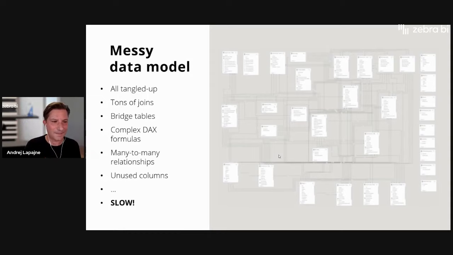In most cases, many-to-many relationships appear, typically because you have multiple fact tables or something like that. You end up with many-to-many relationships, and also unused columns. So there's a lot of stuff inside this model that was just dumped into this data model from the database, but nobody actually thought about the real requirements. Is this being used or not?